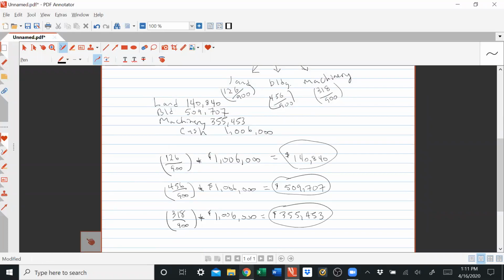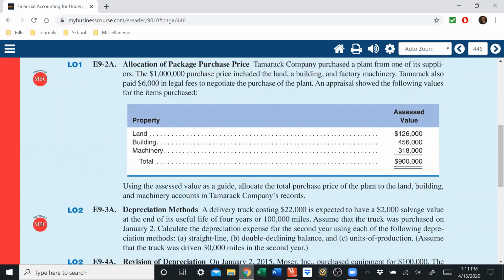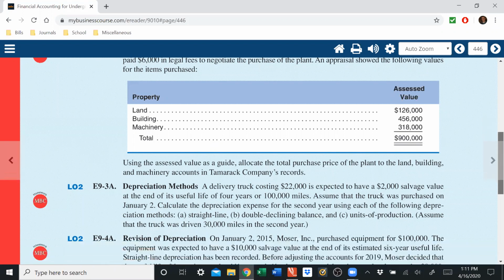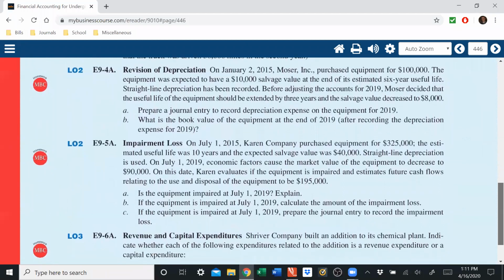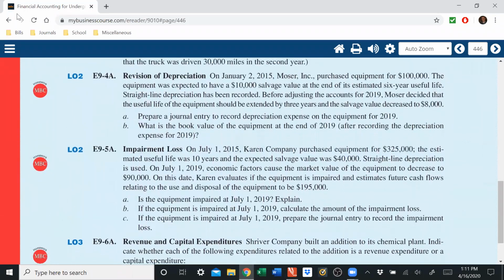All right. Let's do 9.4a. So January 2nd, 2015, Moser Incorporated bought equipment for 100,000. The equipment was expected to have a $10,000 salvage value at the end of its estimated 6-year useful life, and we're using straight-line depreciation.